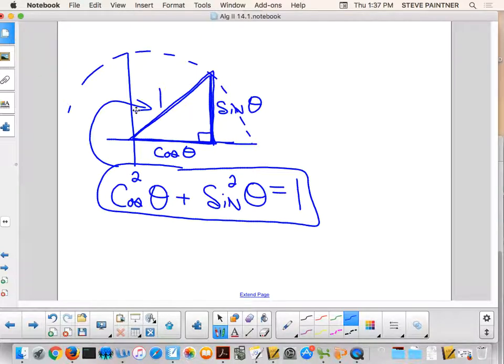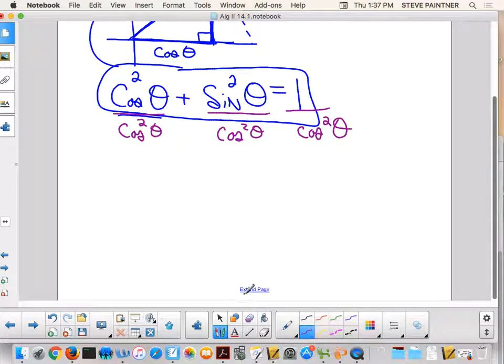Okay, then they came up with 2 more. Now this is weird how they did this. It's kind of cool though. What they did is they said, well, in any equation you can do whatever you do to the left side, do it to the right side. And you don't change it. So what they decided to do is this. They said, well, let's just take this left side, divide everything by cosine squared. And then whatever you do to the left side, you got to do what? To the right side.